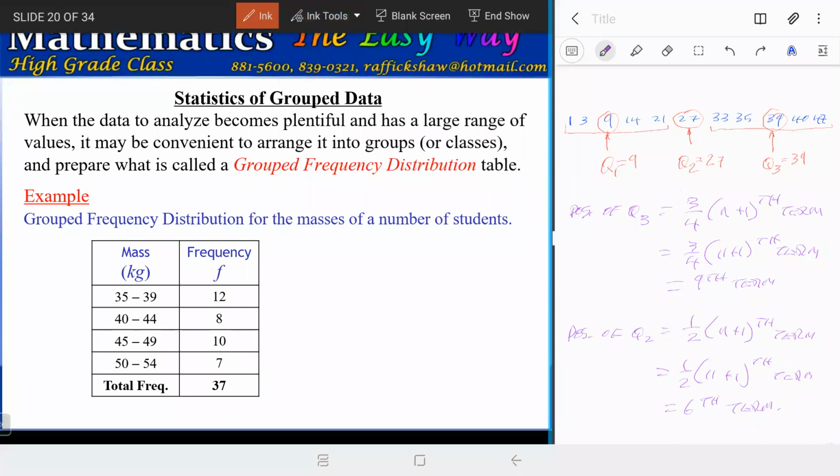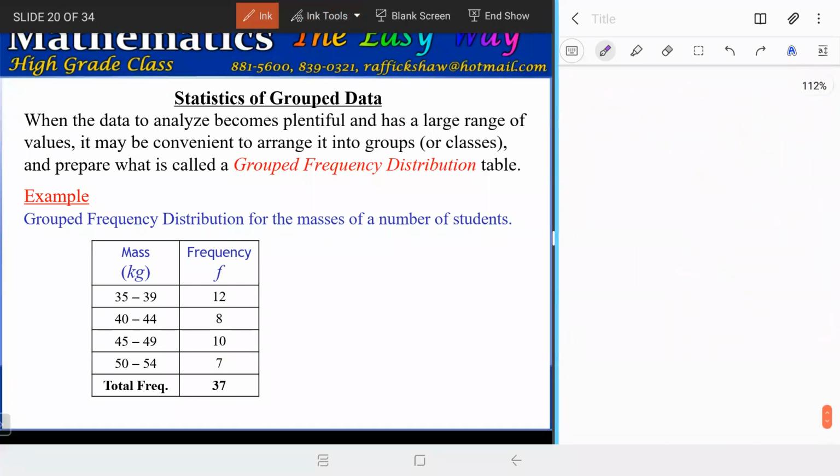Now suppose you were to list the mass of the students. You have a table. You write the mass, and you write the frequency. And if you did not group the data, you'd write 35, 36, 37, 38, 39, 40, 41, 42, 43, 44, 45. Jeez, it's going to get long already. 46, 47, and go all the way down to 54.